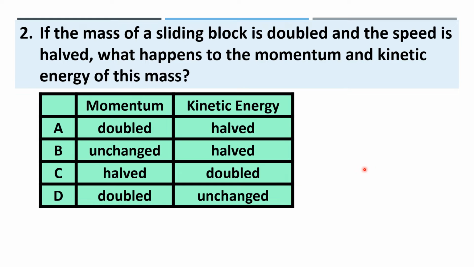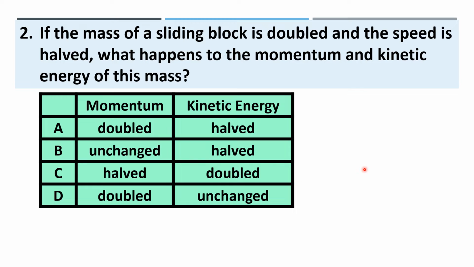Question number 2. If the mass of a sliding block is doubled and the speed is halved, what happens to the momentum and kinetic energy of this mass? We are given this table for each option A, B, C, and D, describing what's going to happen to the momentum and the kinetic energy if the given condition is satisfied, the mass being doubled and the speed being halved.